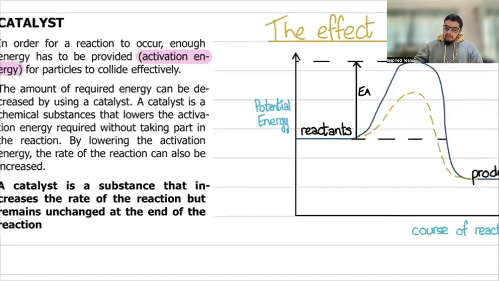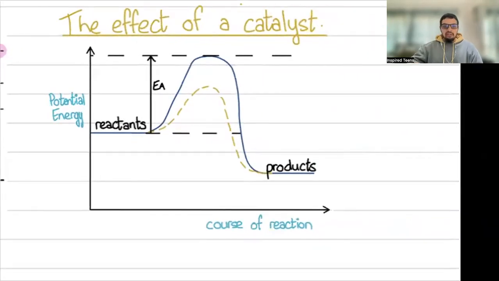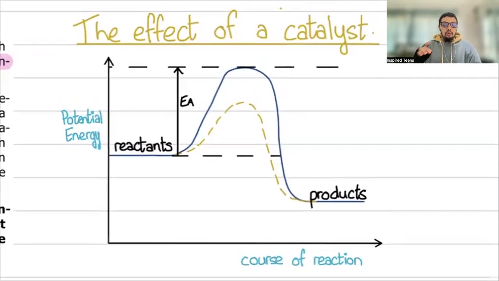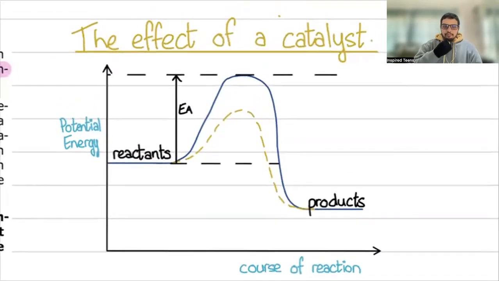So let's have a look at this graph, and we're going to try and understand what they've just explained to us. The effect of a catalyst on the potential energy versus course of reaction graph. So we have what might look like our regular potential energy versus course of reaction graph, where EA, by the way, just means activation energy. We are shown the activation energy by means of that arrow. But now we are going to discuss the effect of a catalyst on the specific graph. So the original graph follows this path.